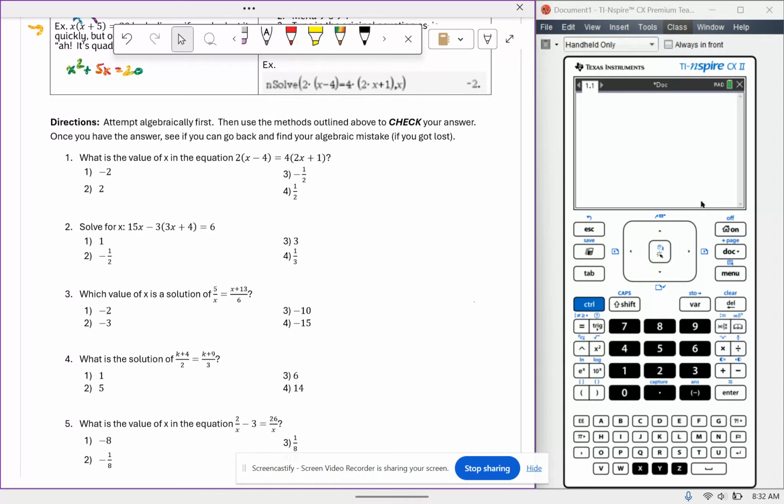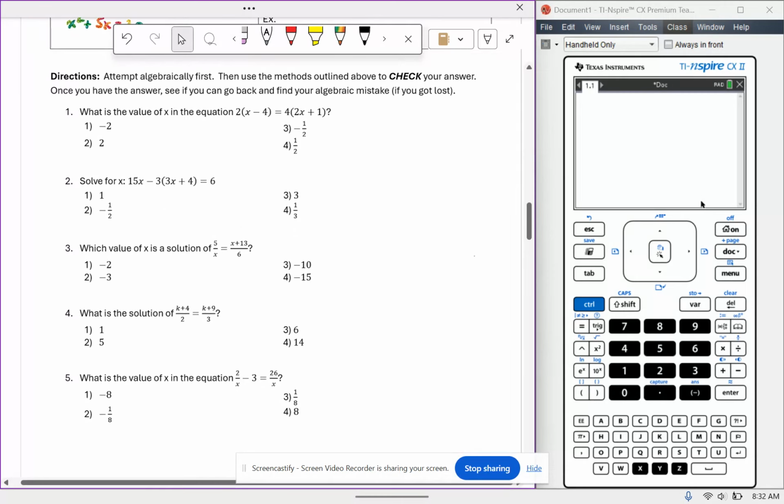Once you have the answer, see if you can go back and find your algebraic mistake if you got lost, especially if you got the answer wrong, right? So it says, what is the value of x in the equation 2 times x minus 4 equals 4 times 2x plus 1? I'm going to distribute to get rid of the parentheses. Then I am going to sort and solve.